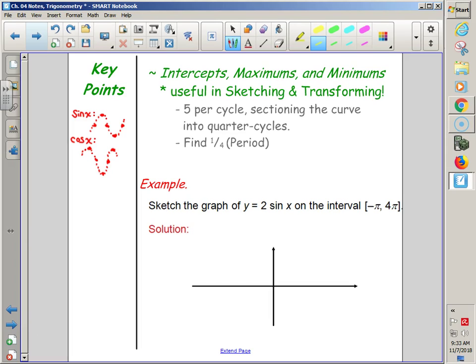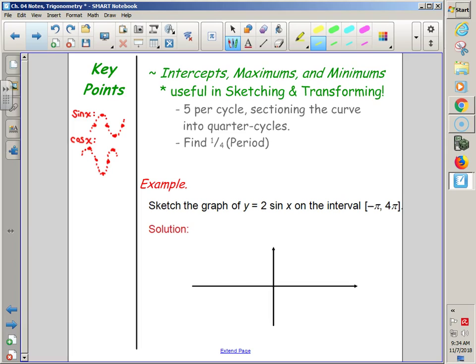Each of these sinusoidal waves or sinusoidal curves, we could call them, have key points, except instead of the 2 or the 3 that we needed for lines and parabolas and exponentials and logarithms, we need 5. 5 per cycle, sectioning the curve into quarter cycles.